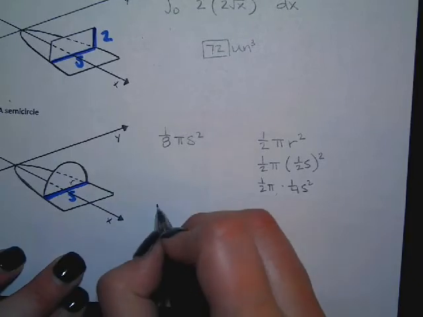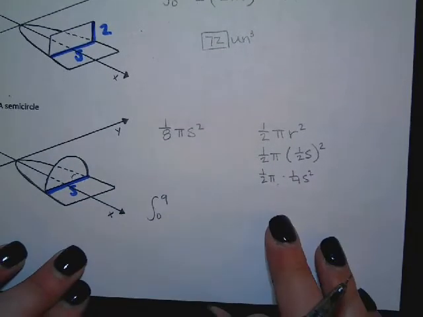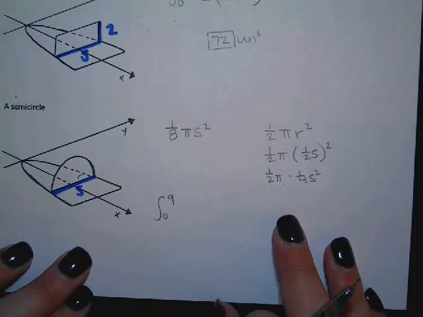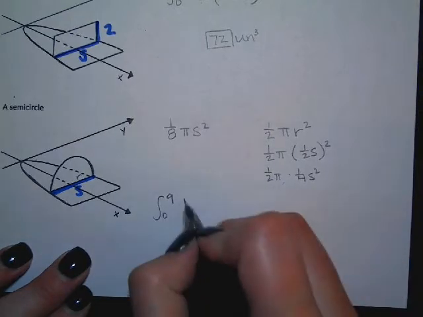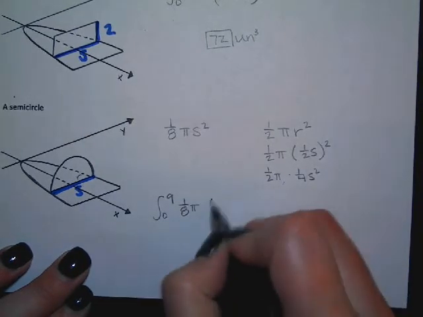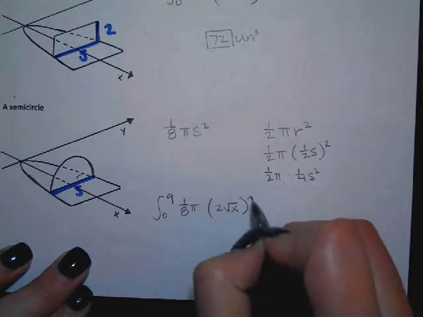Okay. So we have from 0 to 9, and then what should we write? 1/8 pi times 2 root x, squared, dx. Okay.